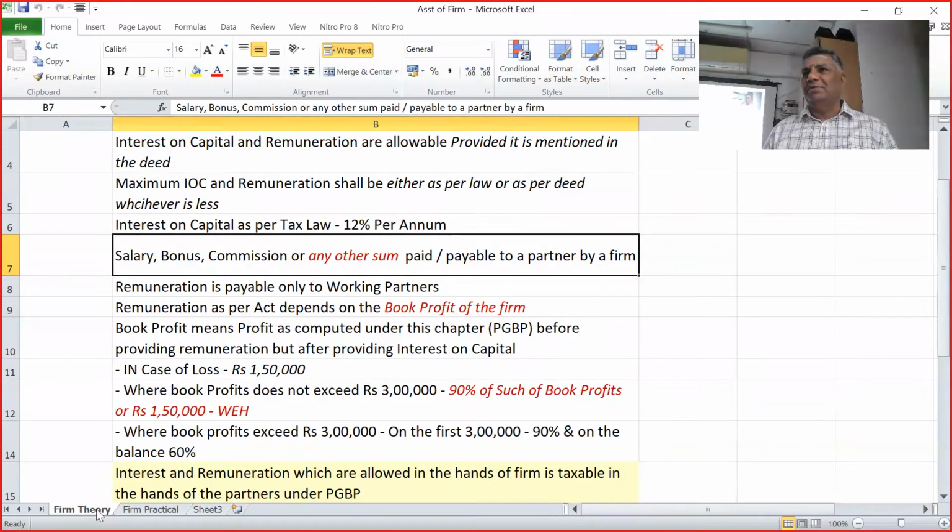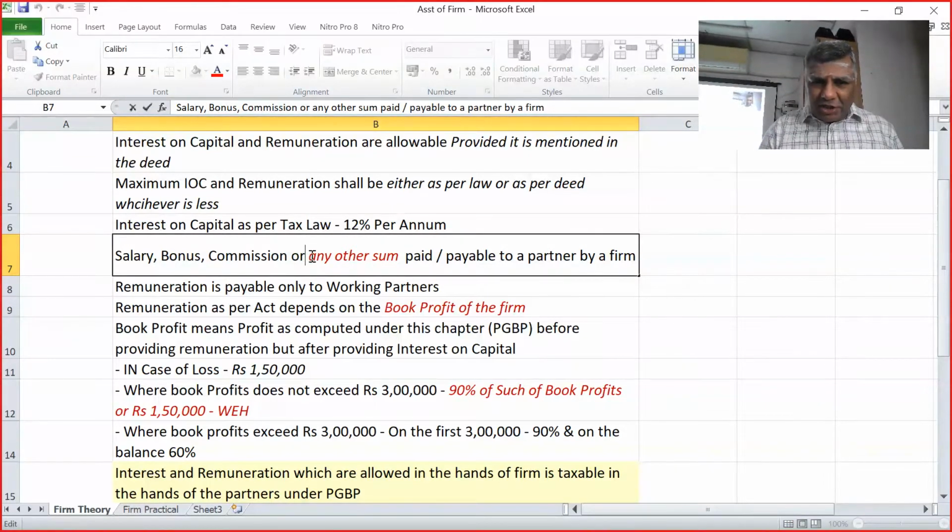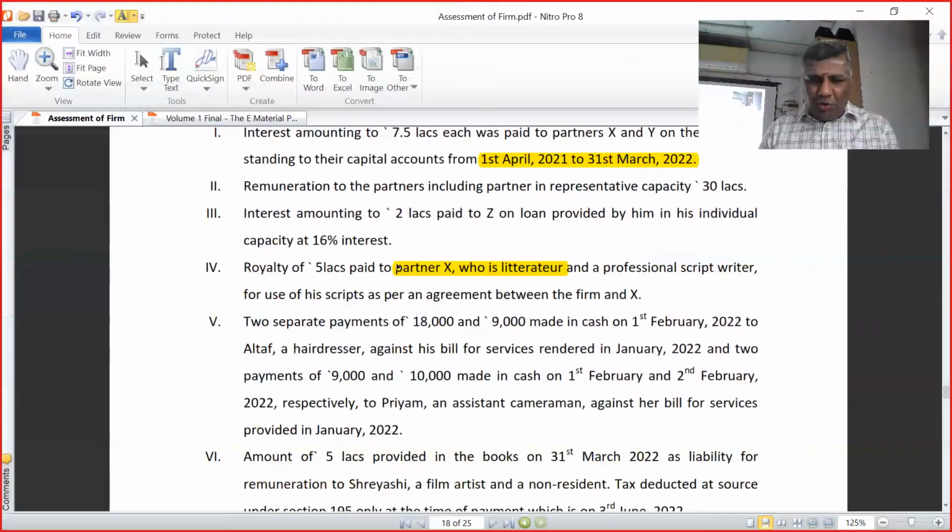Instead of taking it as remuneration, they'll say this partner has an administrative ability. This partner is a marketing professional. This particular partner is able to sustain clients. So the law has said salary remuneration means any bonus, commission, salary, or any other sum, which means all other than interest on capital, everything that is paid to a partner in the name of remuneration will fall under this. So though they call it a royalty of 5 lakhs paid to a partner, it will come under the provisions of 40B, because the term used is any other sum.